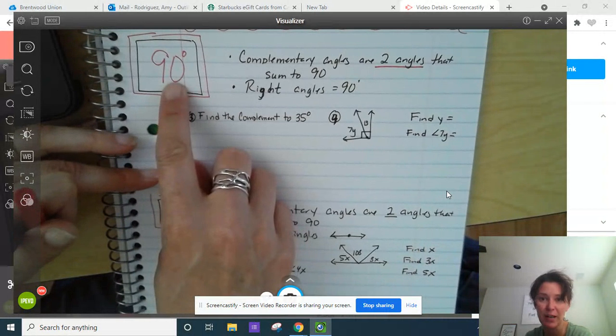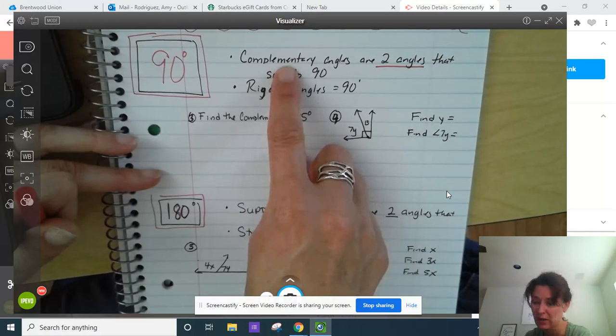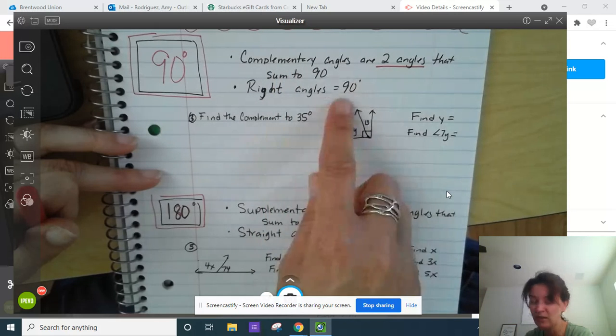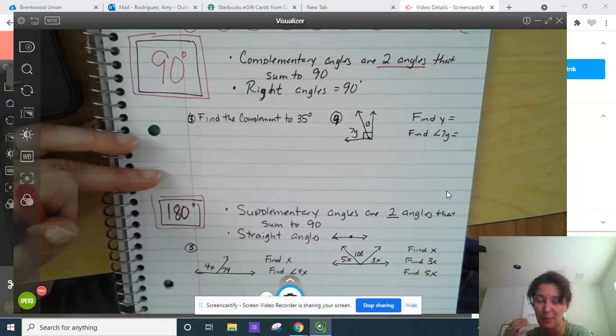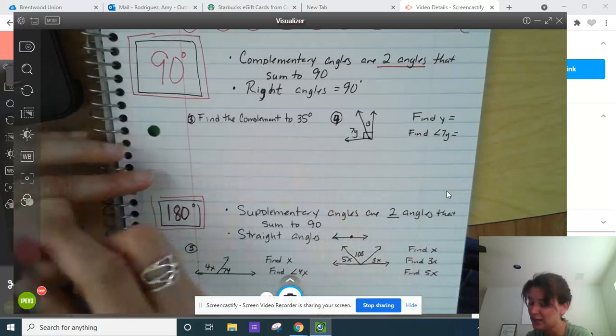Things that add up to 90 are called right angles or complementary angles. If they're complementary, it has to be 2. Right angles are just anything that adds up to 90. It might be 1 angle, it might be 3 angles, but complementaries are special. It's just 2 angles that add to 90.